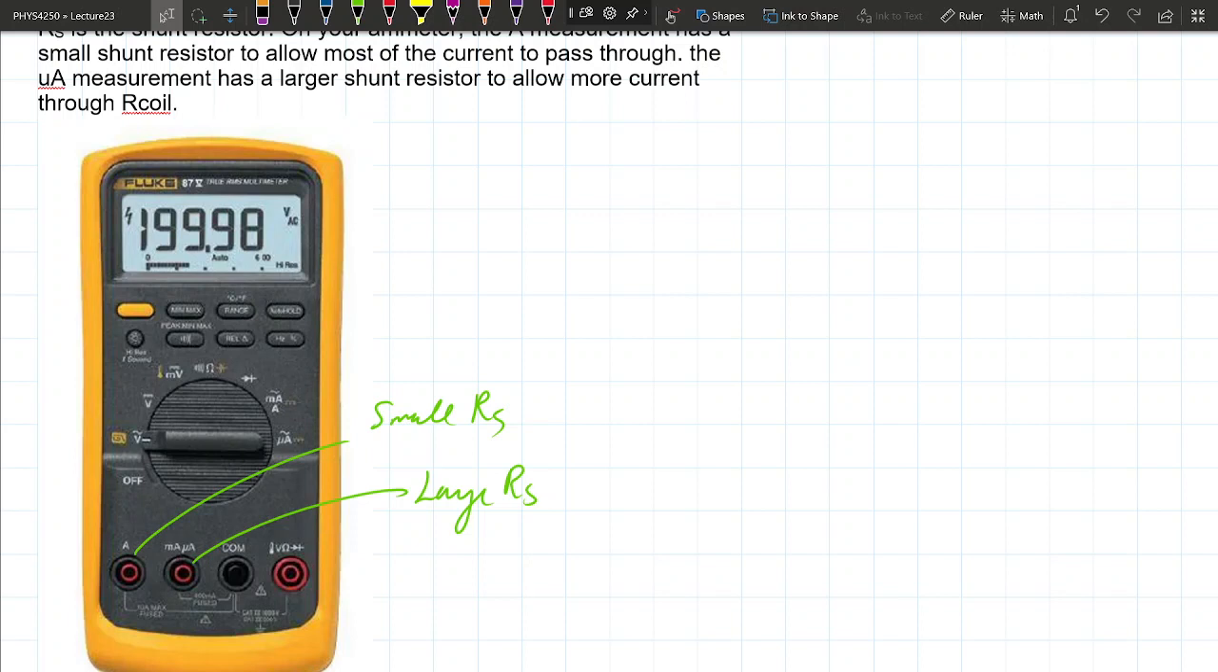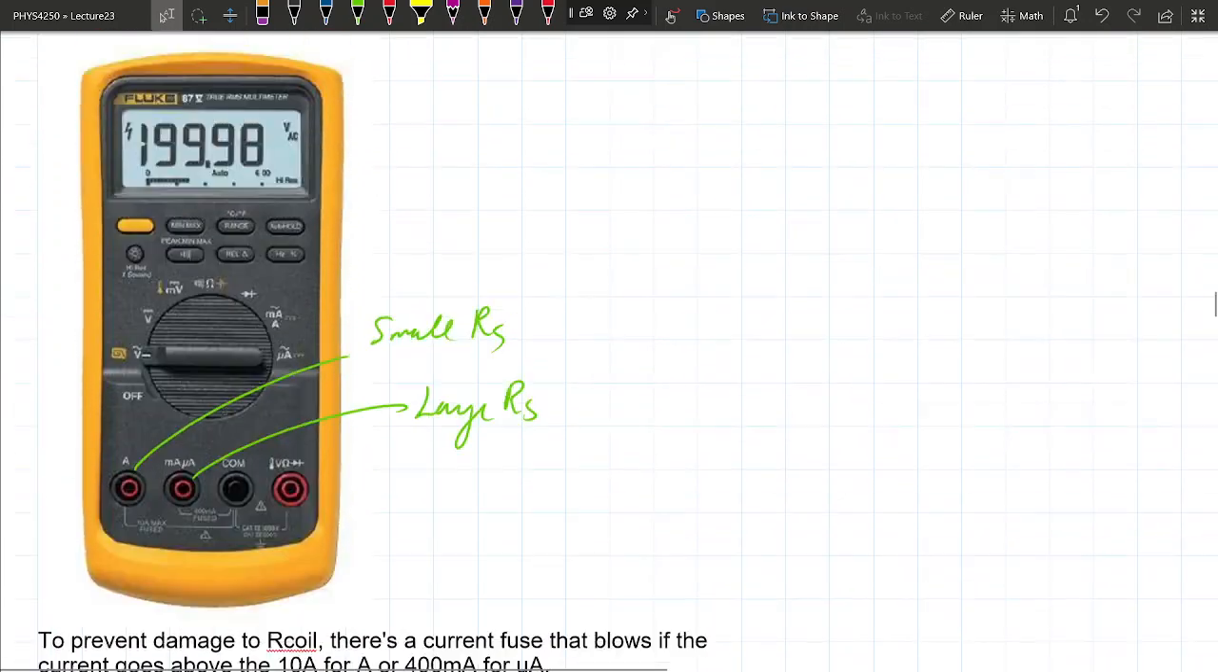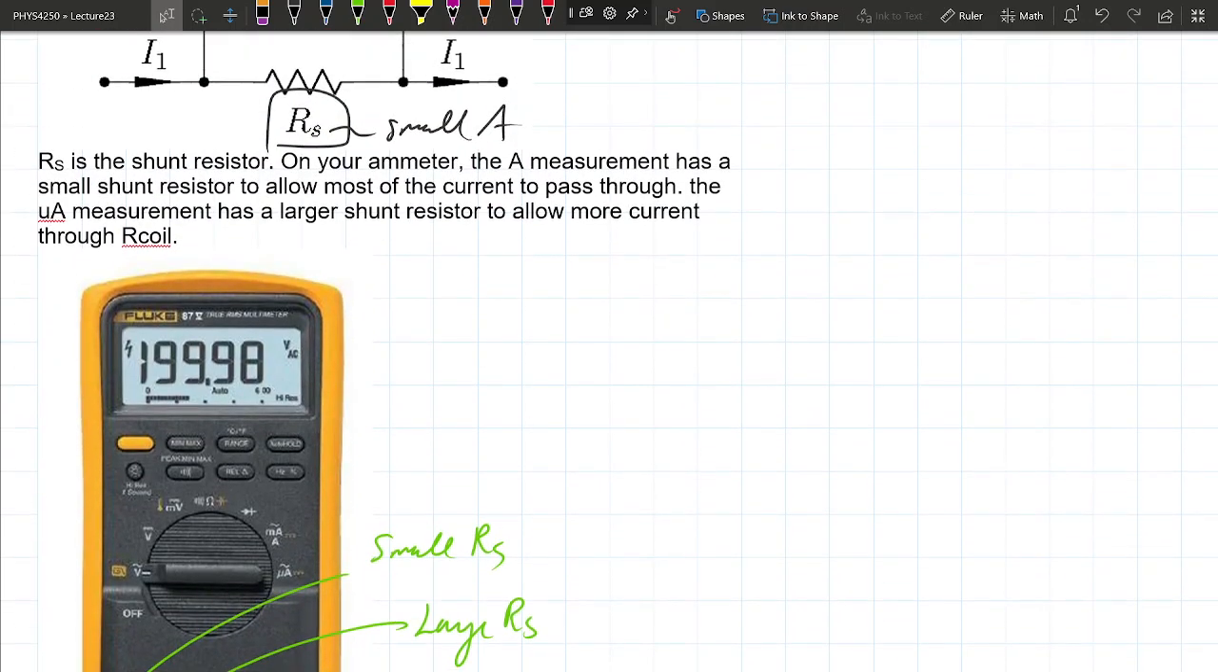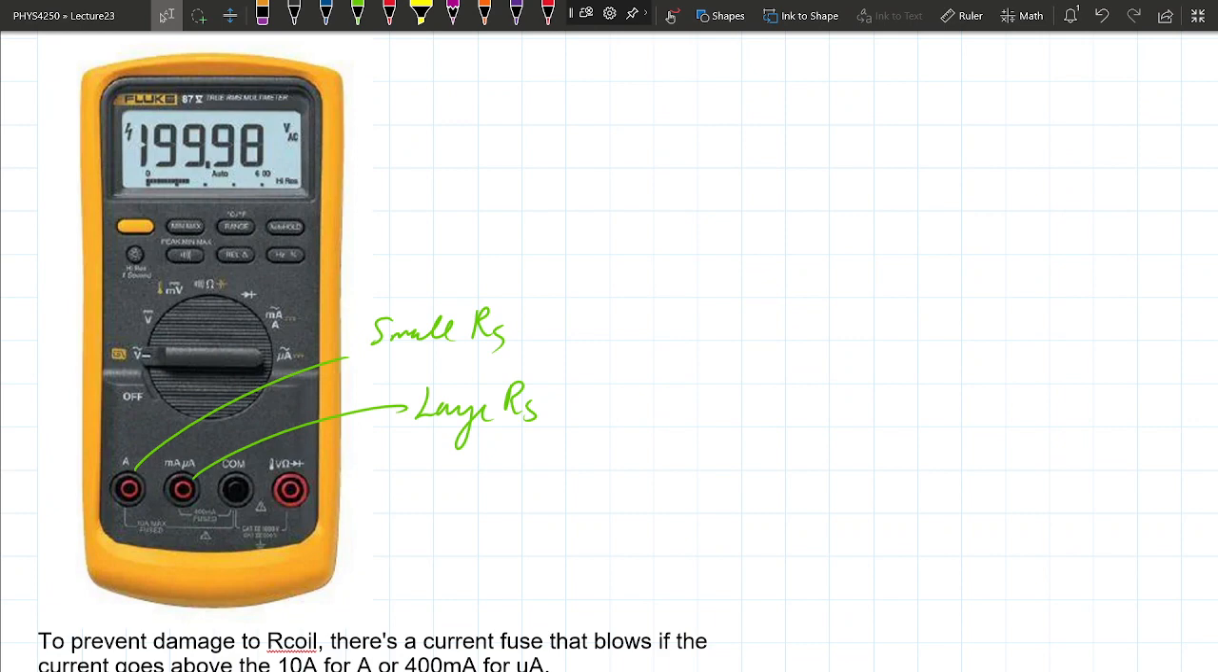So that's why, down here, this picture doesn't show it very well, but if you look on your meter, it says 400 milliamp fuse. Over here it says 10 amp fuse. Is that what it says on yours? Yeah, 10 and 400. So there's a fuse attached to this, and the idea for this fuse is to just pop and break the circuit. If you put too much current through the more sensitive port, it will just pop that fuse. If you put too much current through here, it'll actually just break the meter, and then we just lost, like, $600. So don't do that.